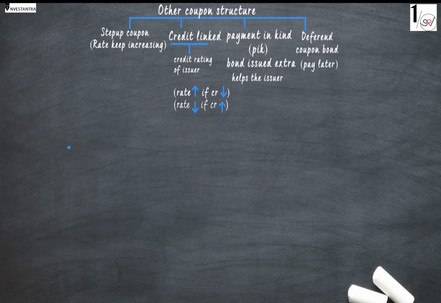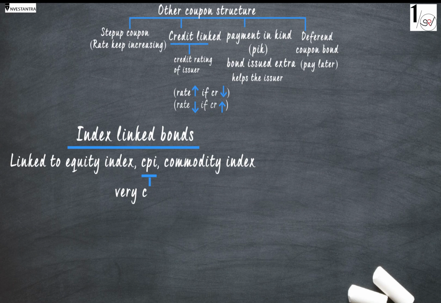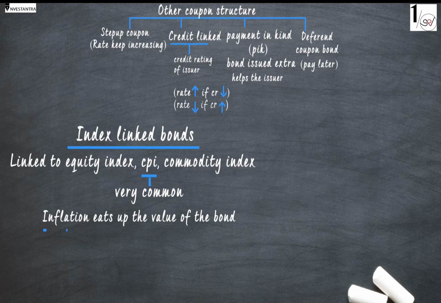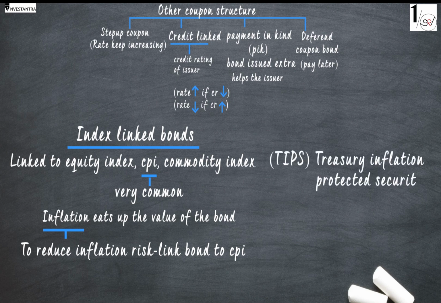You also have index linked bonds linked to, so I'm going to write, equity index, CPI, commodity. This particular bit linking it to CPI is very common. Inflation eats up the value of the bond, right? To actually reduce this risk, to reduce inflation risk, link it to CPI. Protected security is TIPS. Treasury Inflation Protected Security.